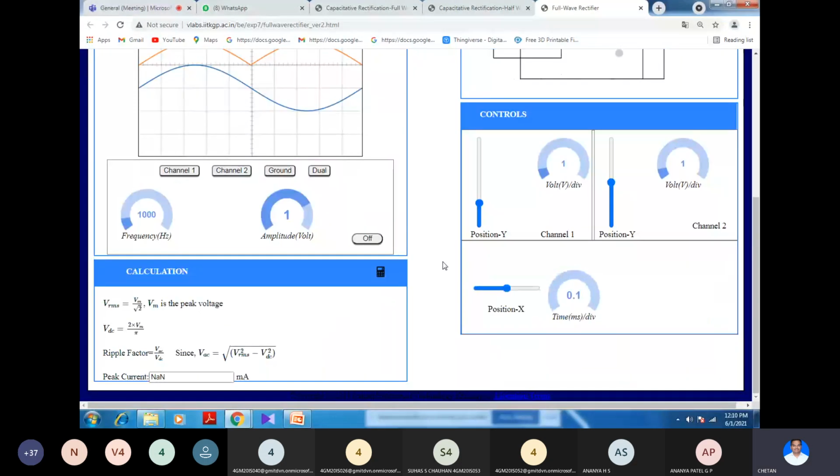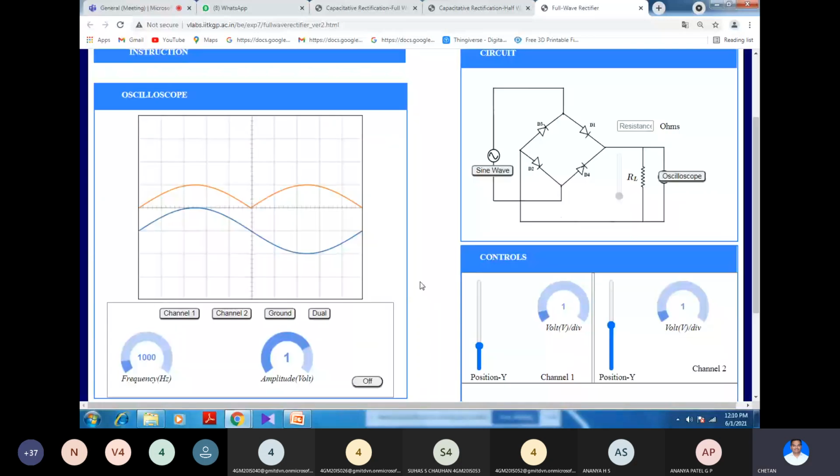And again, here there are some equations. First one is the RMS value. As I already told, the RMS value of voltage will be Vm by root 2 for this full wave rectifier. And VDC will be 2 times Vm by pi. Already we have derived this. And this would be the ripple factor for this. I hope this is clear.